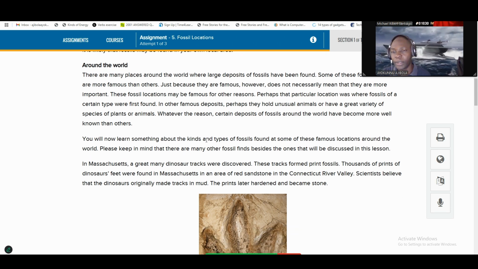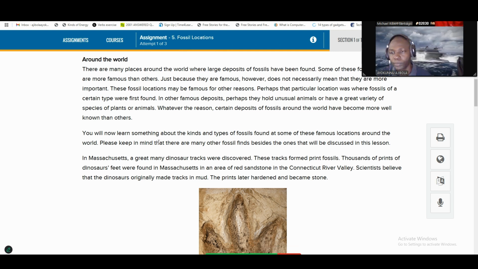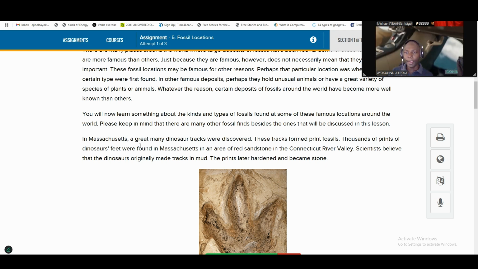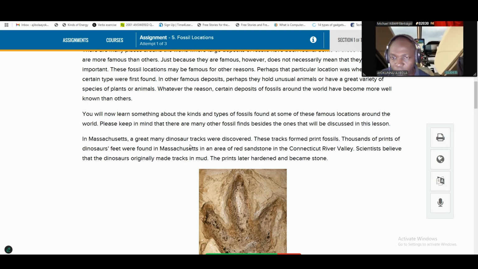So, you will now learn something about the kinds and types of fossils found at some of these famous locations around the world. Please keep in mind that there are many other fossil finds besides the ones that will be discussed. So in Massachusetts, a great many dinosaur tracks were discovered, like dinosaur footprints.